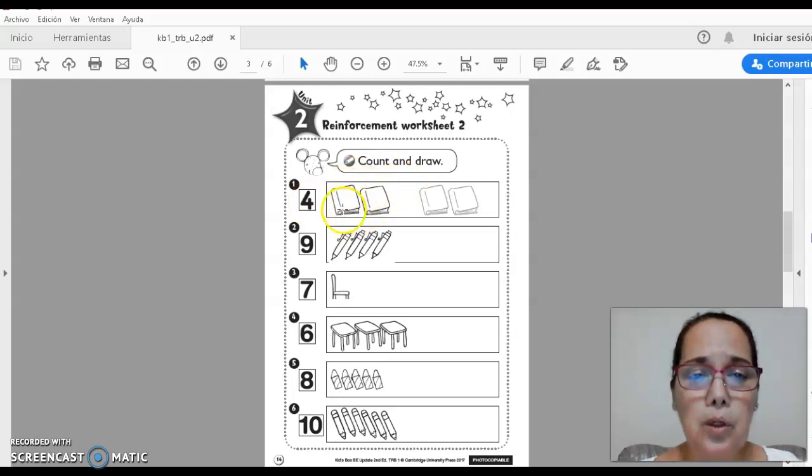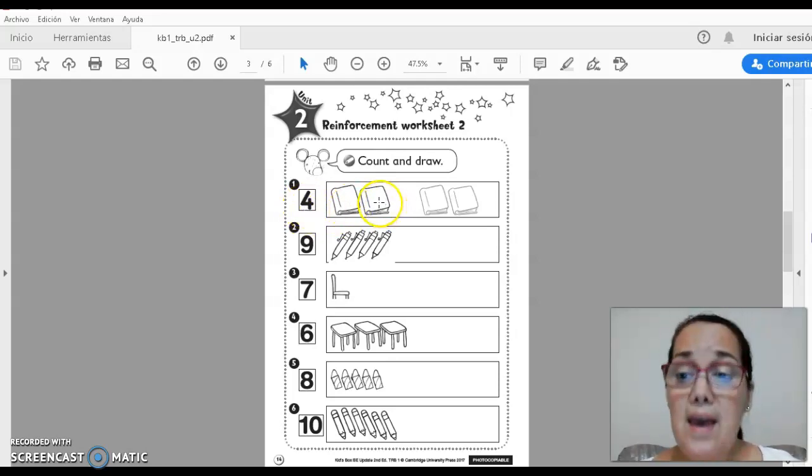How many books do you see? 1 and 2. Yes, 2 books. But how many books do you have to draw? Look, number 4, 1, 2. Yes, 2 more books. No? 1, 2, 3, and 4. You draw 2 more, and now you have 4. Okay? You do the same with the other exercises. Okay? You look at the number, you count, and you draw here.